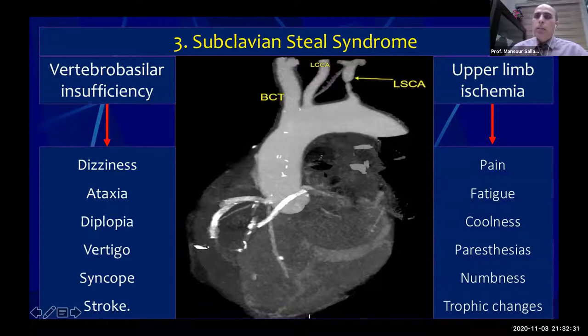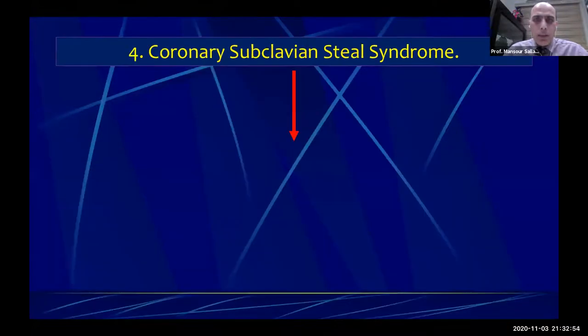The other constellation of symptoms is upper limb ischemia. Usually those patients come with pain, fatigue, coolness, paresthesia, numbness, and in severe obstruction or total occlusion, severe ischemia, they will present with trophic changes. So this is subclavian steal syndrome, as opposed to the subclavian steal phenomenon.